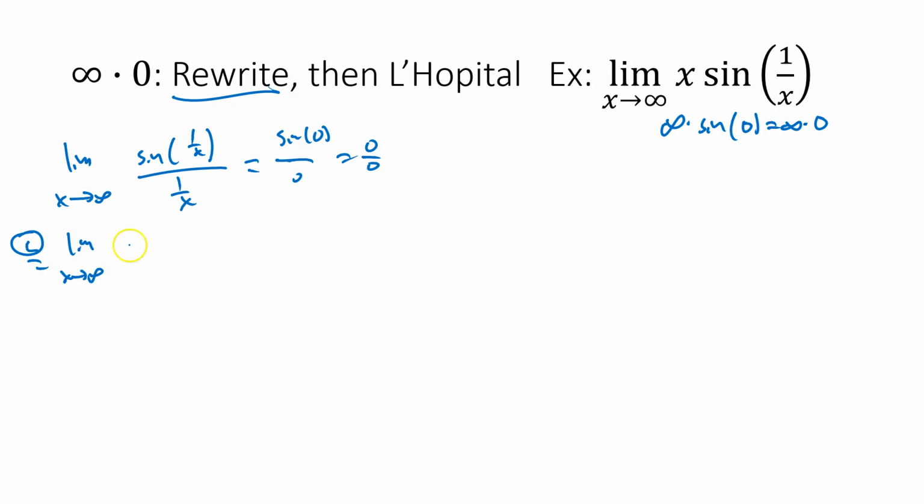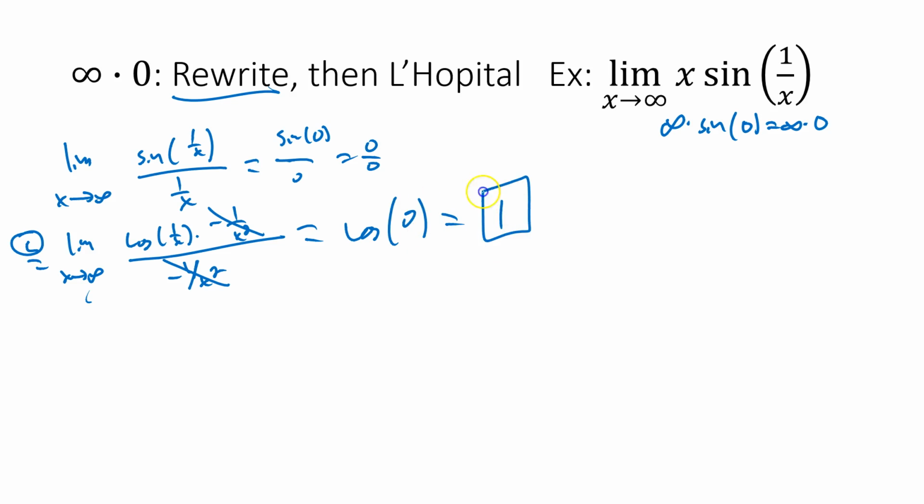The derivative of the top would be cosine of 1 over x times negative 1 over x squared, because we have to chain. On the bottom, the derivative of this is negative 1 over x squared. Hey, that's nice. Cancel those. Those are gone. Now we plug in infinity. So we have cosine of 1 over infinity, which is approaching 0. Cosine of 0 is 1. So that's kind of cool. We have a 0 times infinity that actually ends up being 1.